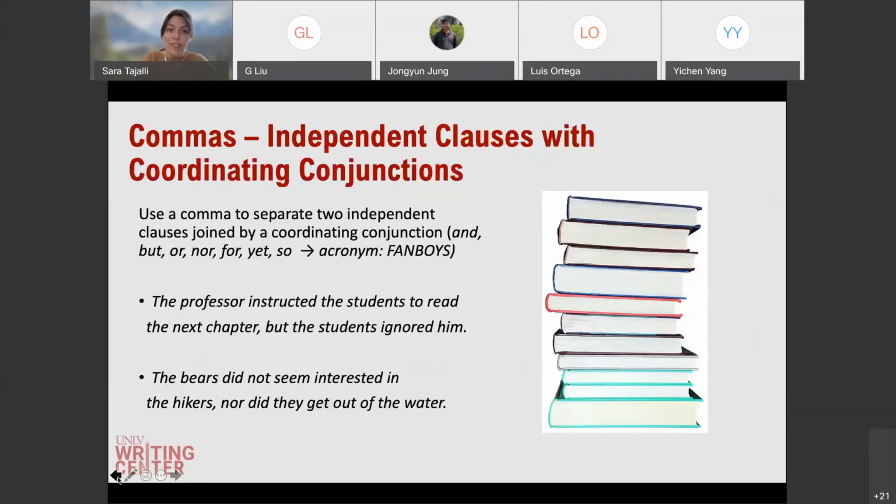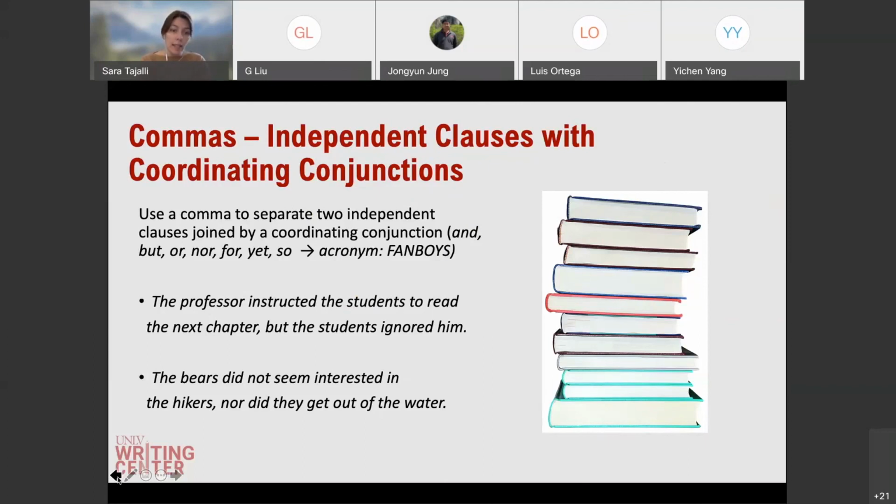I have a question about that, Sarah. Sure. I feel that I overuse the conjunction sometimes, and I don't know how professional that looks in writing. But I just want to get your opinion on that. So the conjunctions are used to show the relationship between the two ideas, right? So it just depends on what you're trying to convey. I don't necessarily think it's bad. The but shows here, but the students ignored him. So it's showing the relationship between what the professor did and what the students did.